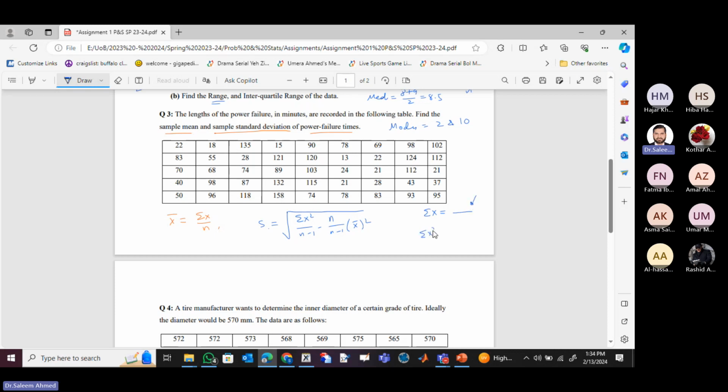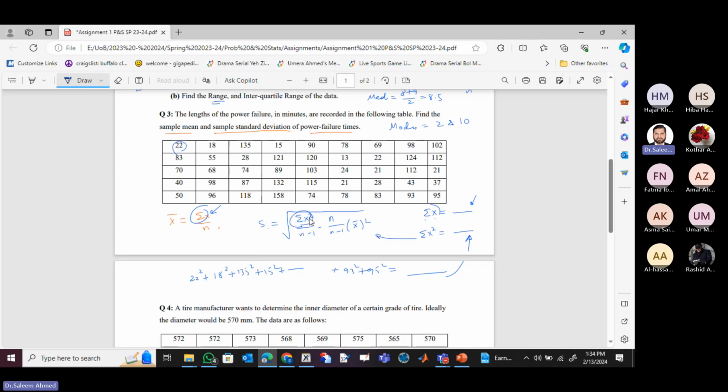And in the calculator, take the squares of each term. So basically in the calculator, you will write 22 square plus 18 square plus 135 square plus 15 square and so on. Keep on. And the last one is 93 square plus 95 square. If you do that, just write this answer directly here. Take the squares of each number and then add. So this sum of X will go here, right? And this sum of X square will go here.